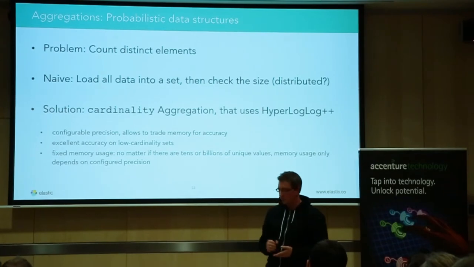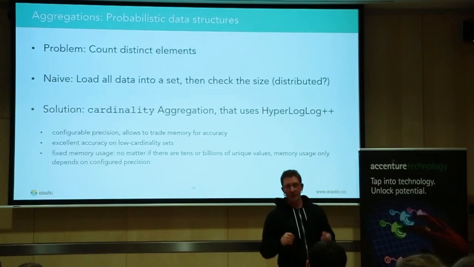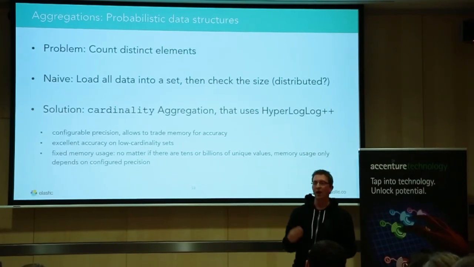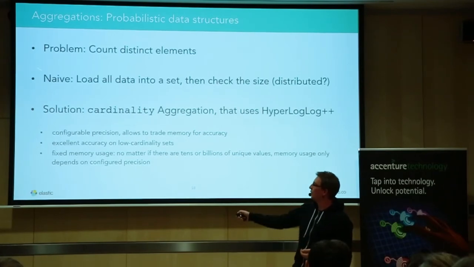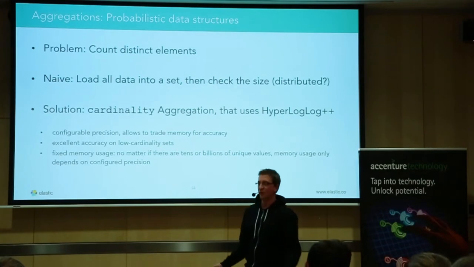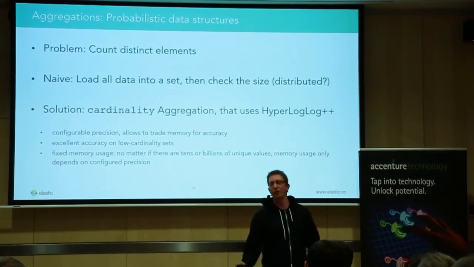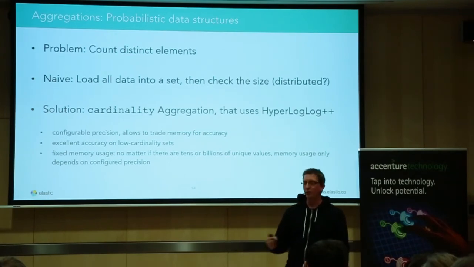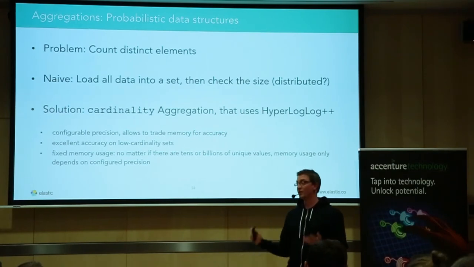A couple of specialties with aggregations and certain implementations. So there's an aggregation called the cardinality aggregation, which counts distinct elements. And counting distinct elements, the naive solution for this is you load all of the data into a set, and then you get its size, and then you know how many distinct elements you have. And that's a great idea until you have a distributed system. Because even if you have the size, the elements might be vastly different per shard. So this solution doesn't work at all.